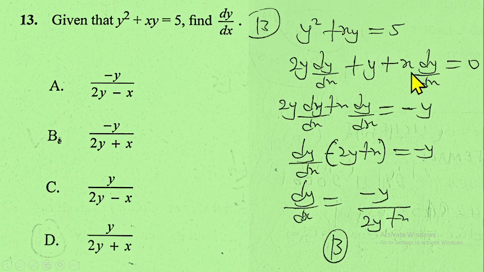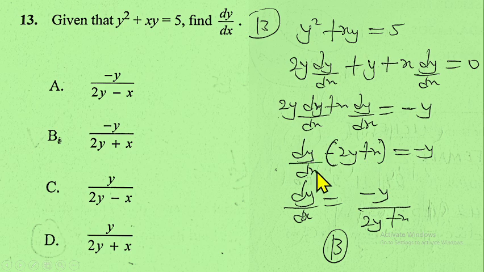So 1 times x will give us x dy/dx, because of this dependent variable y. Equals to, if you differentiate 5, that gives us 0, because 5 is a constant. From there, this y comes here and becomes minus y. So you are left with 2y dy/dx plus x dy/dx.